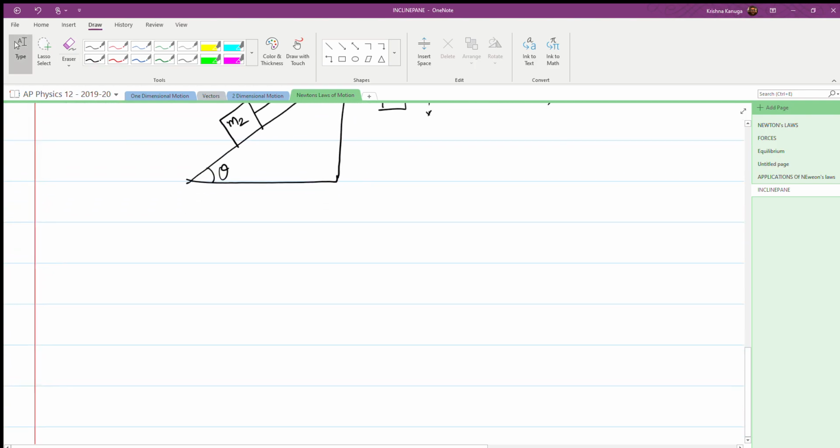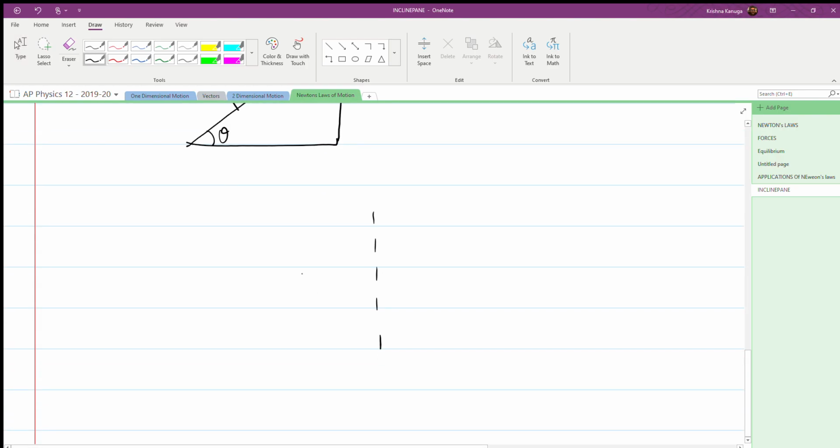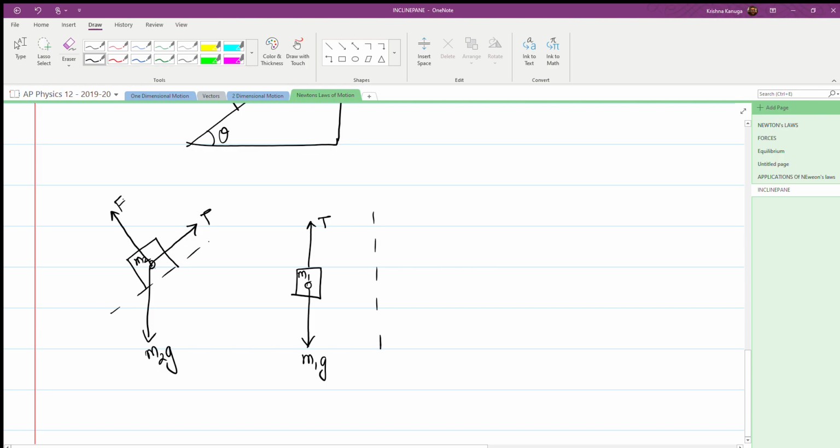All right, so I'm assuming that you paused, and I'm going to break the screen into two halves here, and the first half will be my free body diagram. So I'm going to draw it for M1. The forces on M1 are going to be M1g pointing down, and T pointing up. For the block on the incline, we have M2g pointing down, T pointing up, and we have Fn pointing perpendicular to the surface.